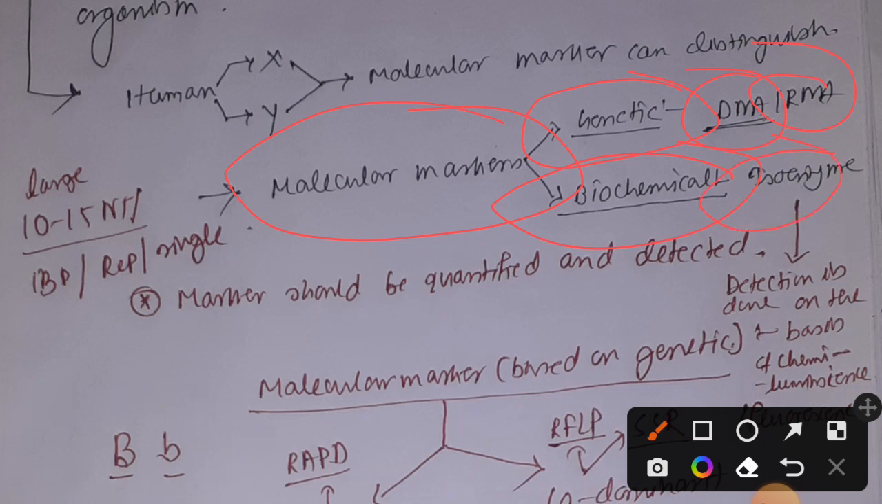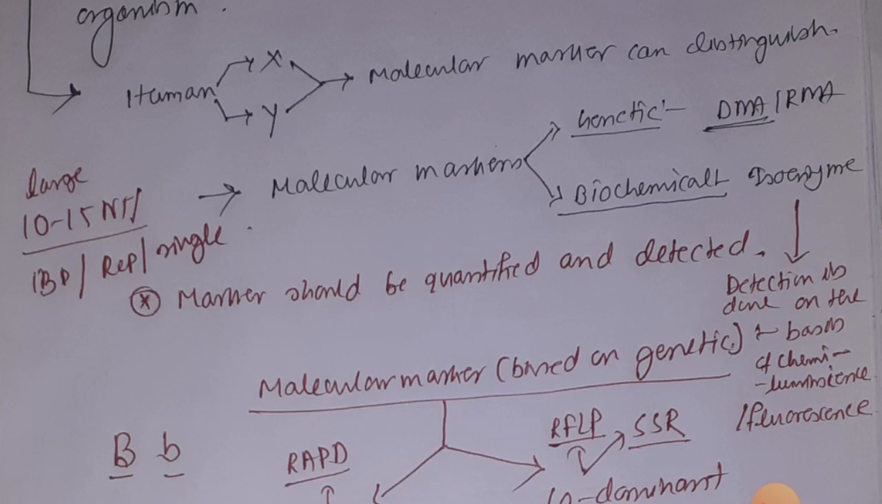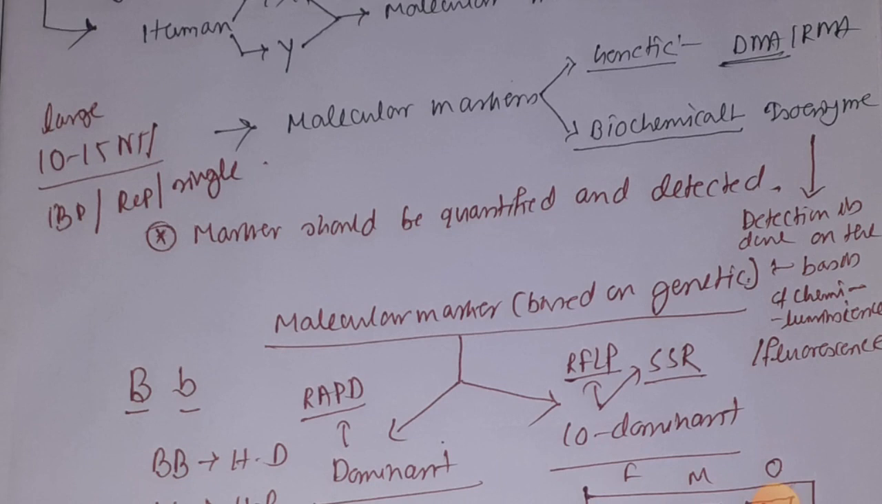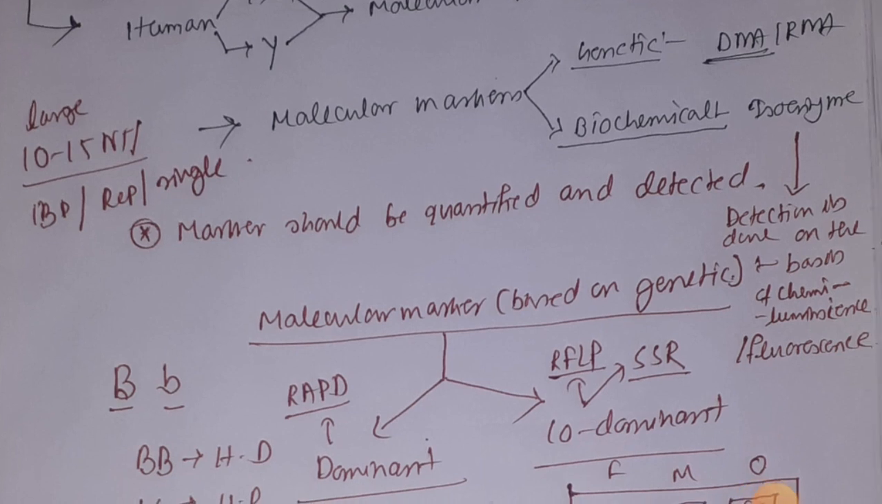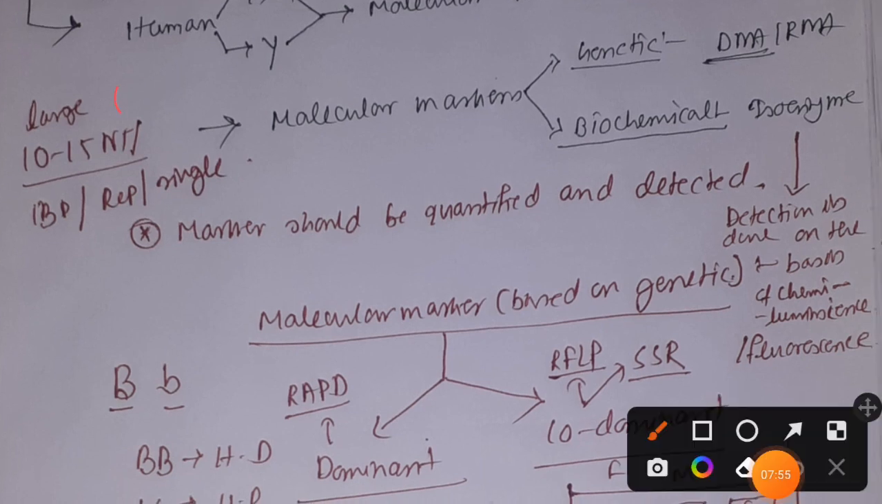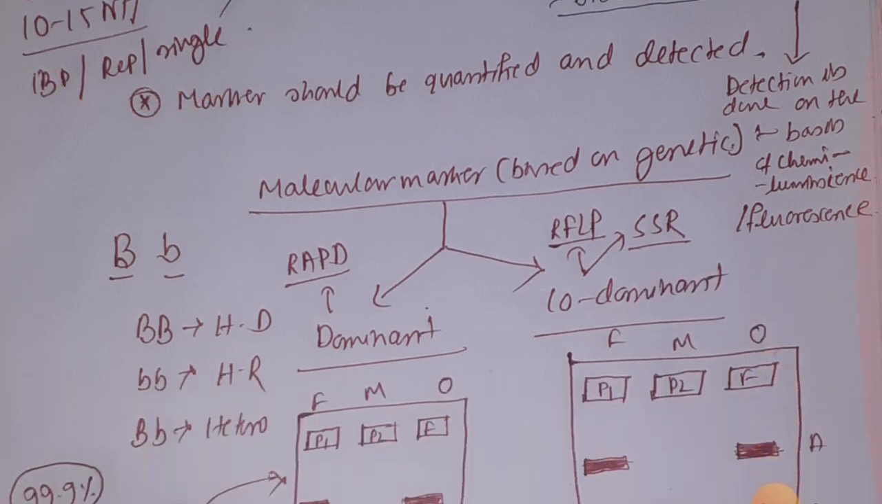Okay, so the idea is we will isolate them, we will run them in polyacrylamide gel if we are using protein, or in agarose gel simply if we are using DNA as a molecular marker. Now, I have also told you that it can be a very large sequence, or a 10 to 15 nucleotide sequence, or a change in one base pair, or a repeating sequence, or a single base.